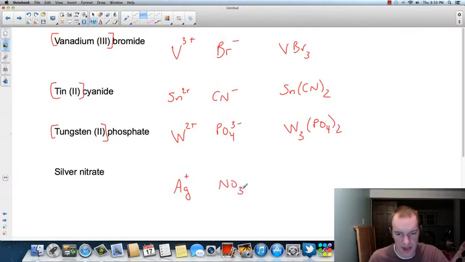Nitrate is always going to be NO3 with a 1 minus charge because it's a polyatomic ion, giving us the formula of AgNO3. So for just some mixed practice, we can tell by looking at the name of the substance that these are going to be transition metals because they have the set charge associated with them in Roman numerals. Silver, even though it's located within that block, does not have a Roman numeral, and we know that it's always going to be +1 charge.